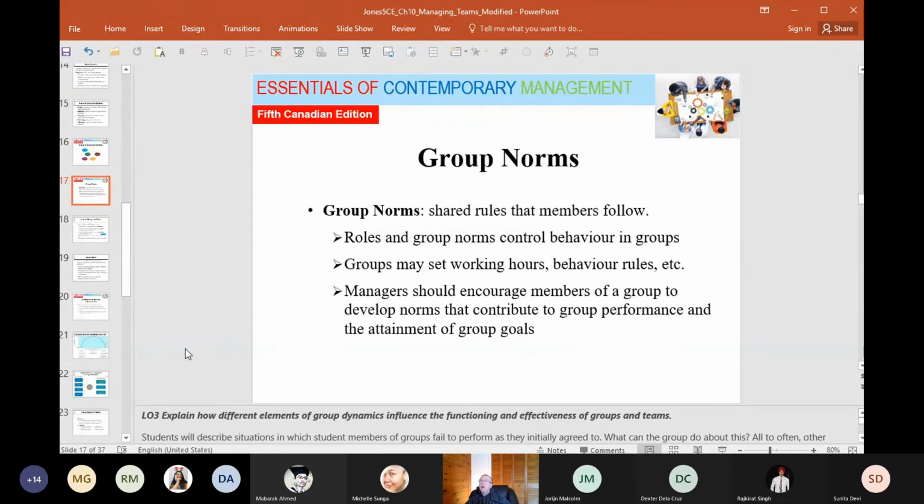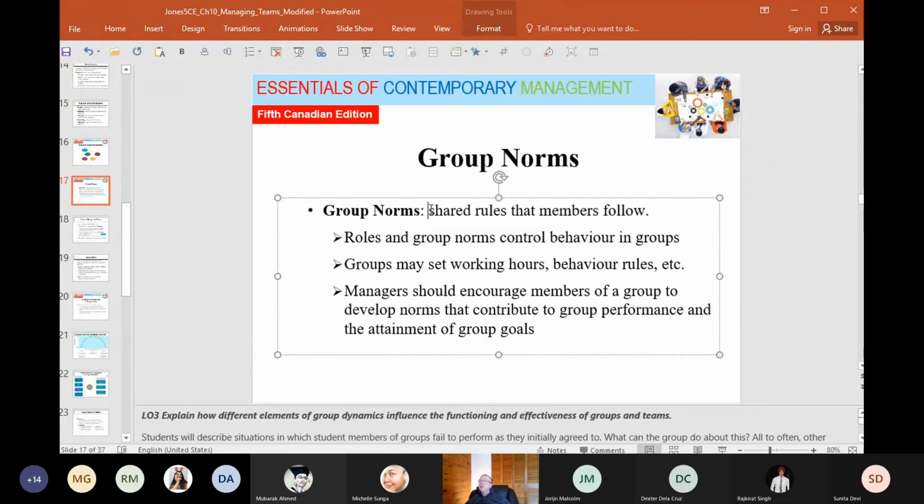Group norms are also important. Group norms, people are sharing rules, right? So we are sharing these rules, we agree with them, and we agree to comply with these rules. So that's also important for the group to be efficient, to have those norms, and the members will agree to comply with these norms, right?